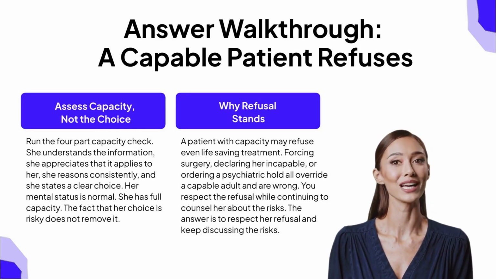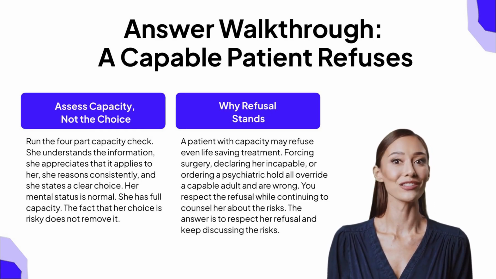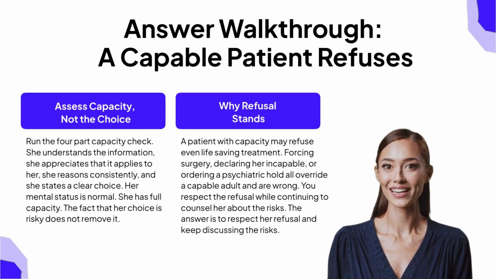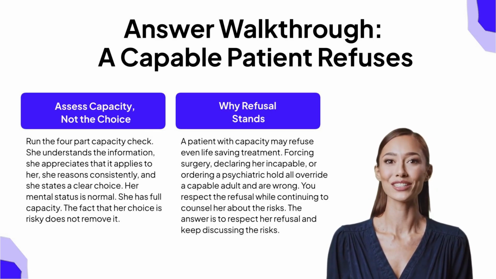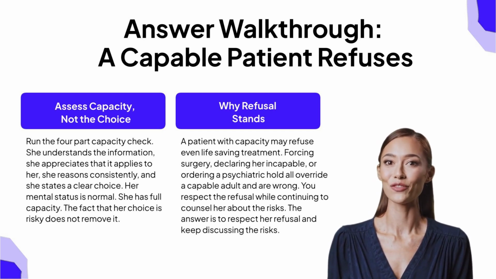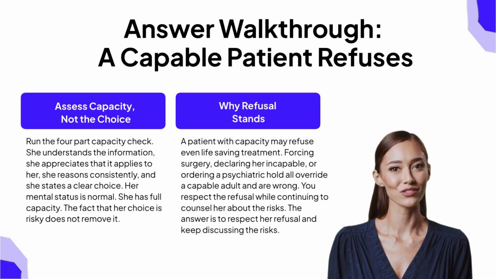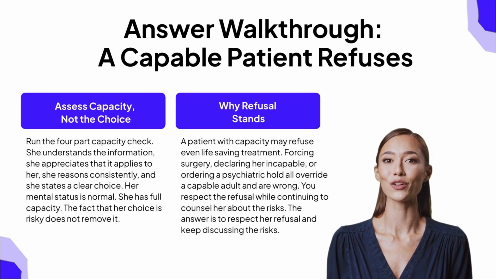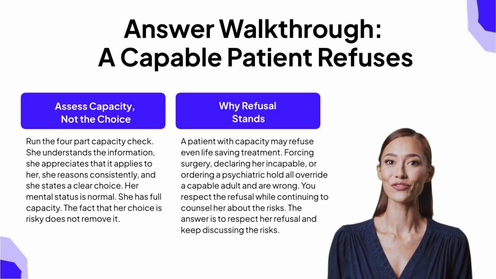Because a patient with capacity has the right to refuse treatment, even treatment that could save her life. That means forcing the surgery, declaring her incapable so her son can consent, and ordering a psychiatric hold are all wrong, because each one overrides a capable adult. The right move is to respect her refusal while continuing to counsel her, answer her questions, and keep the door open. The correct answer is to respect her refusal and continue to discuss the risks with her.